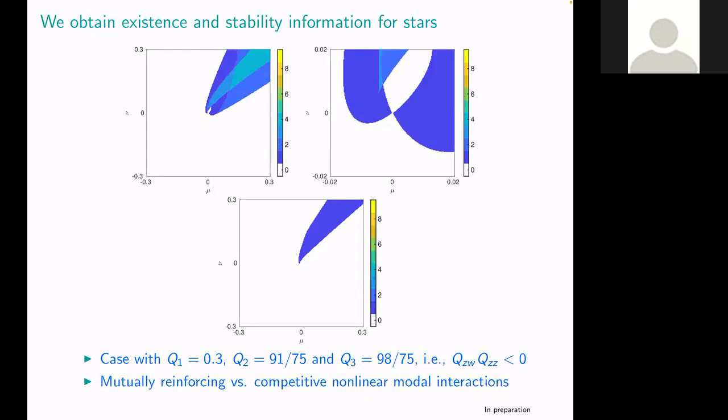The reason I've chosen a different case here is to indicate another possibility, which is that you have competitive nonlinear modal interactions, and that is indicated by the product value of qzw times qzz being less than 0. It seems to be more complicated in the sense of regions of existence, but if you look at regions of stability, we still recover just 1 star pattern possible.